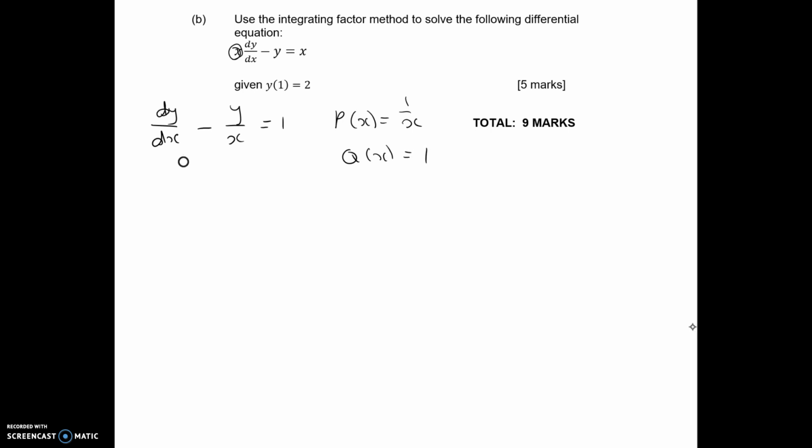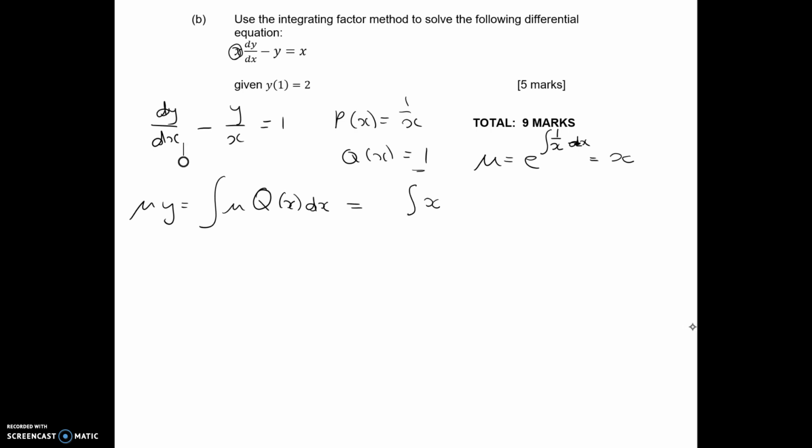Now to find the integrating factor, it's going to be e to the power of the integral of p of x, so the integral of 1 over x, which of course is ln x, so all of that becomes x. So then we've got mu times y equals the integral of mu times q of x. And the right-hand side is the integral of x.